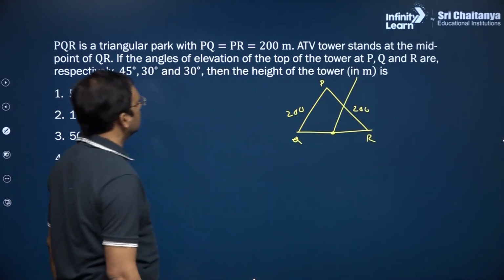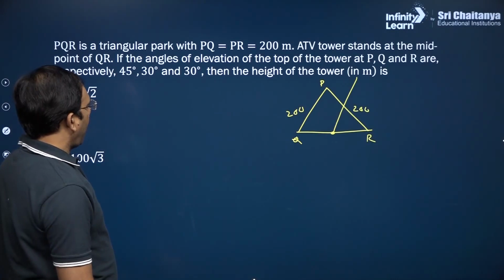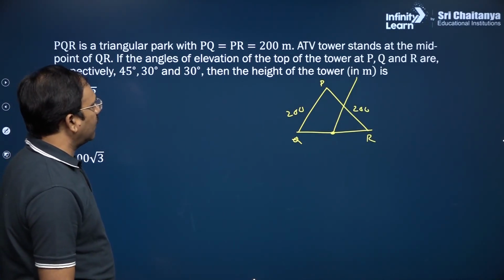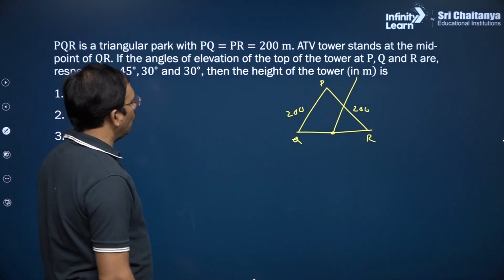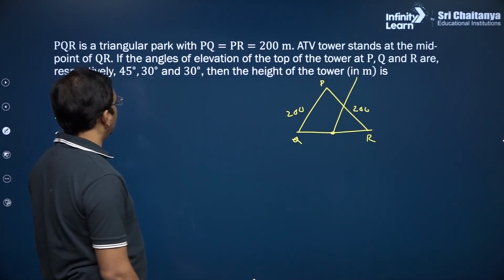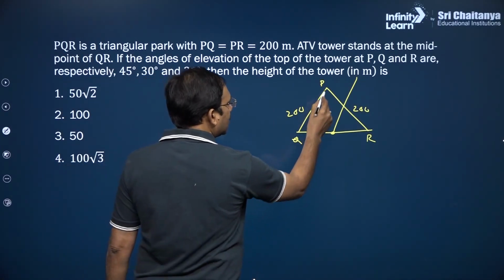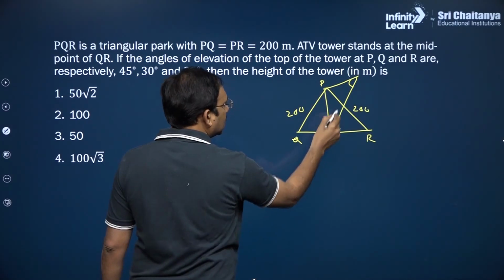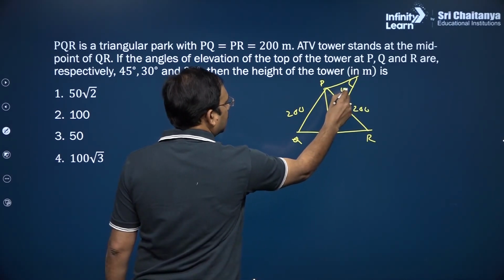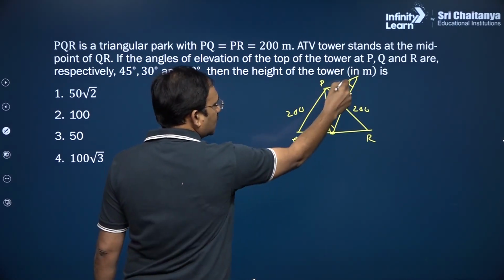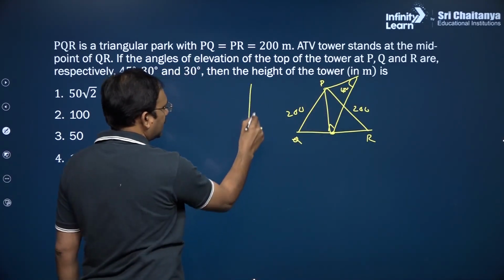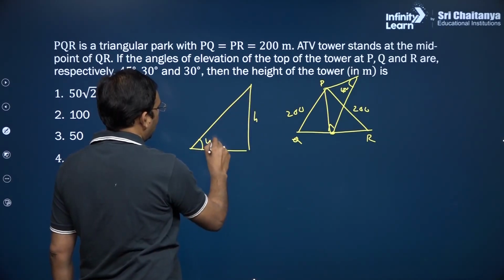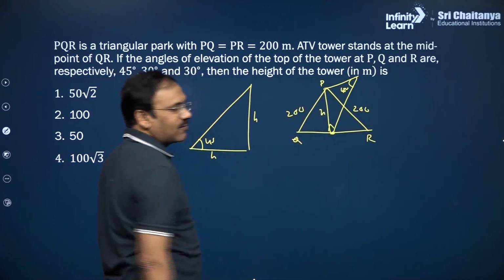Tower stands, right, and the angles of elevation of the top of the tower at P, Q, R are respectively 45, 30, 30. That means, my dear friends, it observes at an angle of, if it is 90 degrees here, so this is 45 and this is 30. If it is 45, my dear friends, you can just observe, if this is the height, this is also height, because this angle is 45 degrees. So, this is going to be H, my dear friends.